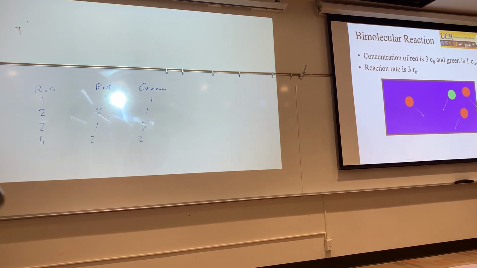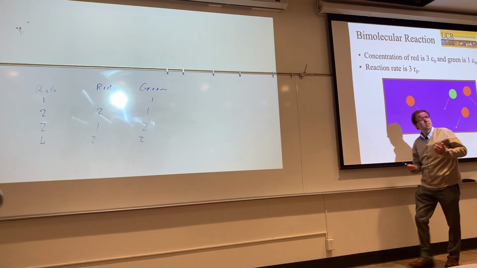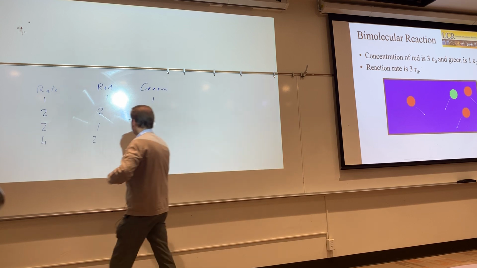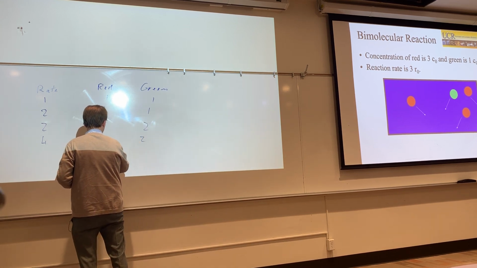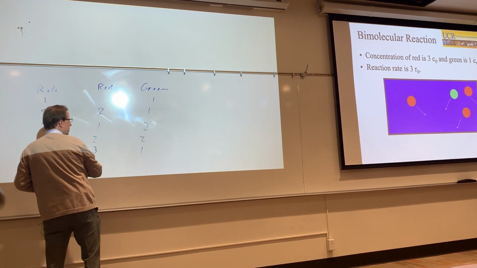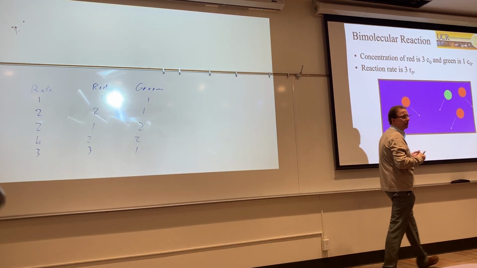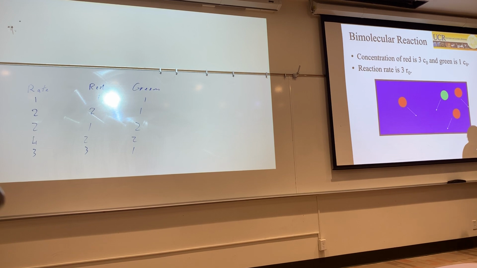and say if we have 3 of the red ones and 1 of the green ones, then the green one can hit one red, the other red, and the last red, and then we get 3 times the chance. So what you see immediately from this one is something which was probably not new for you anyway.